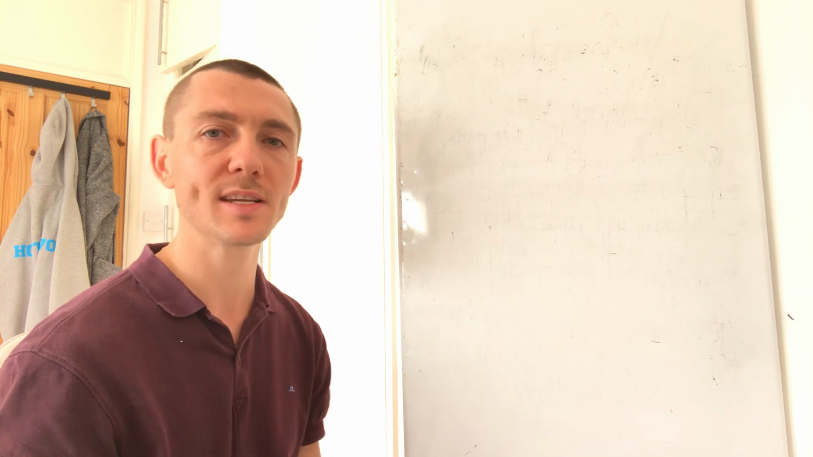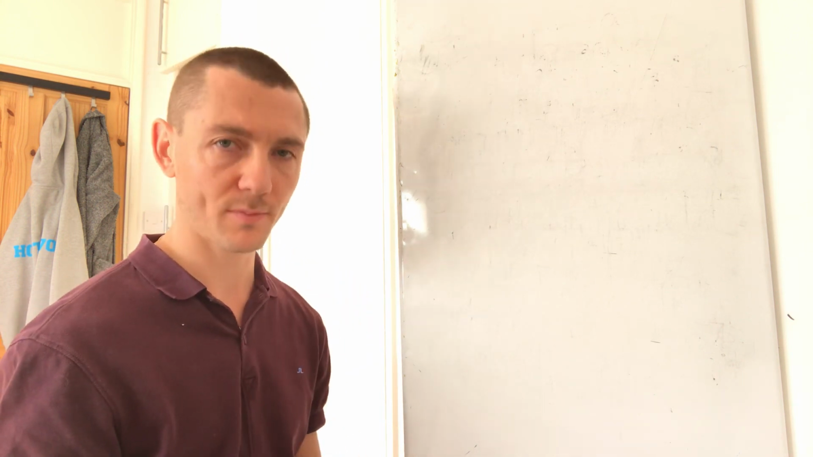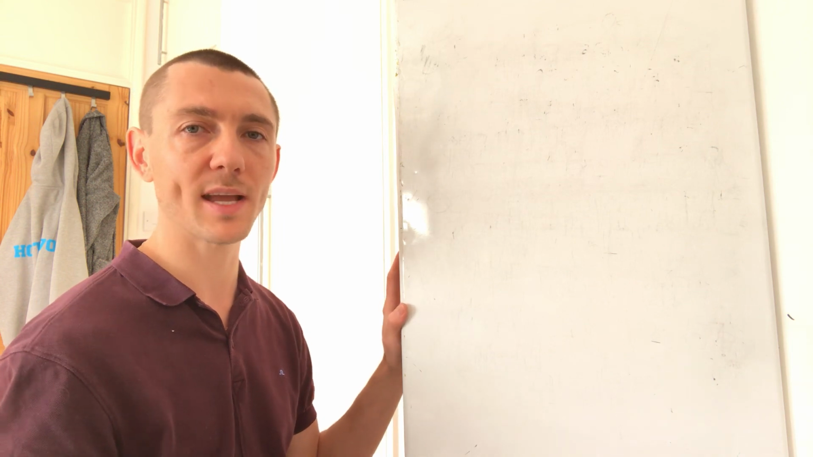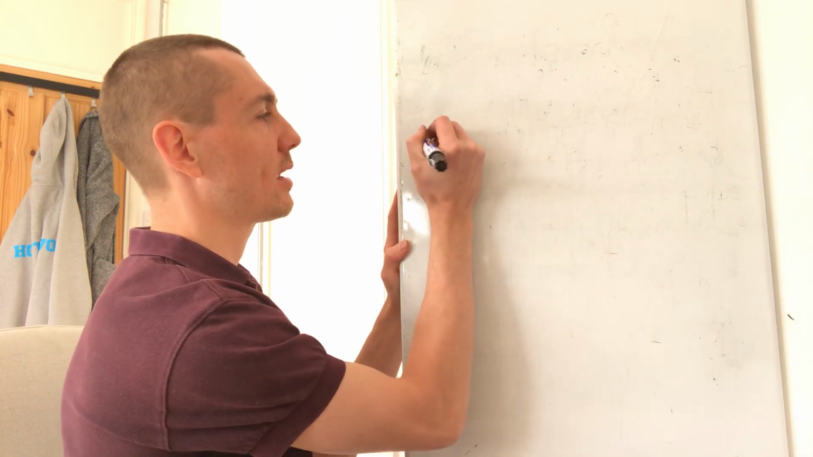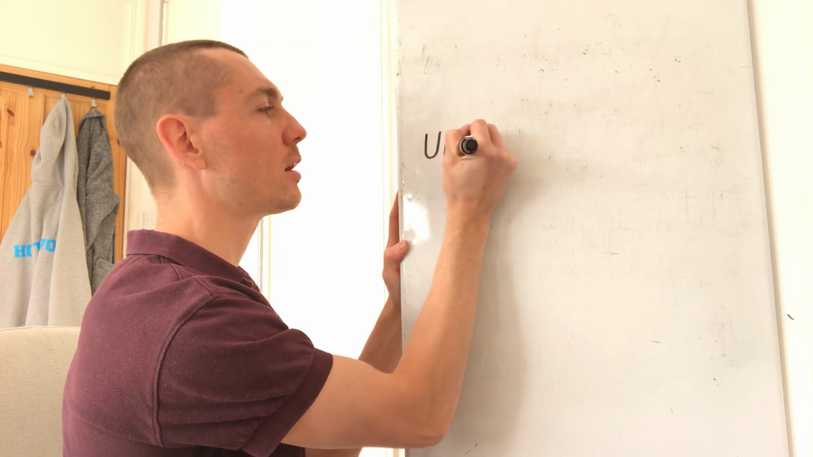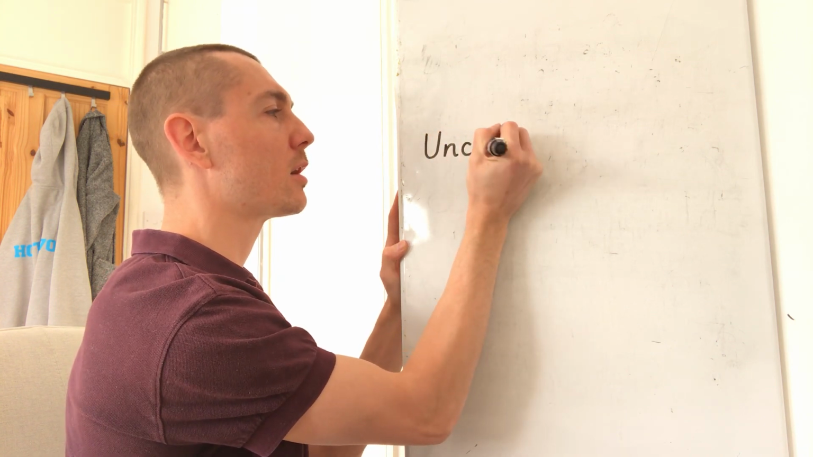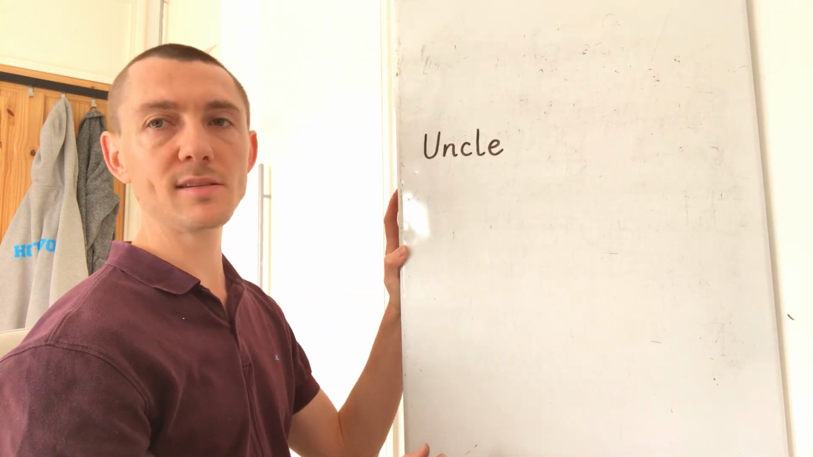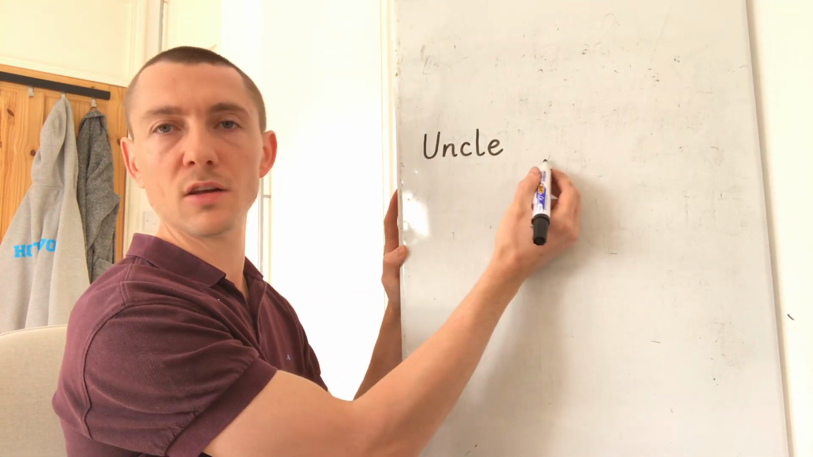The first word is uncle. Okay, so pause the video, try to spell uncle, and then press play again and see if you're right. And we say k, oo, uncle. The next word is Uncle Rory.